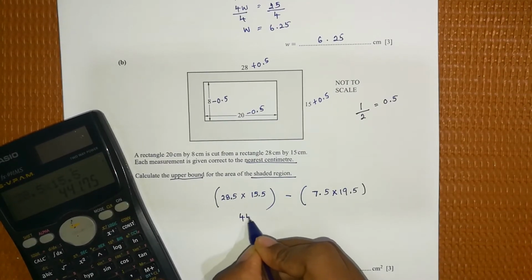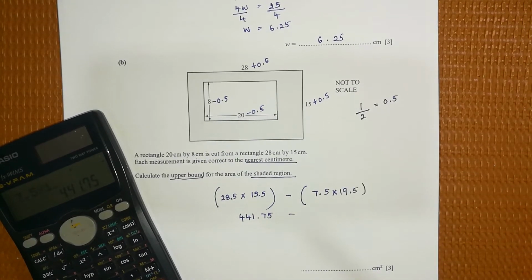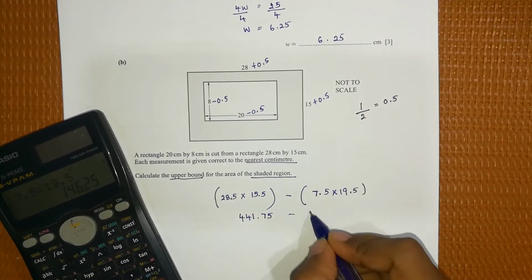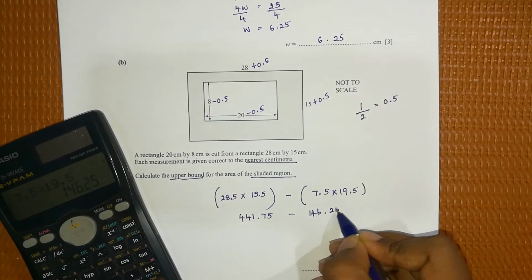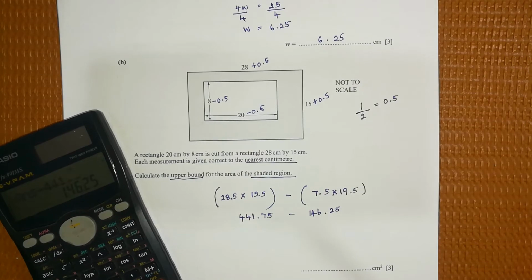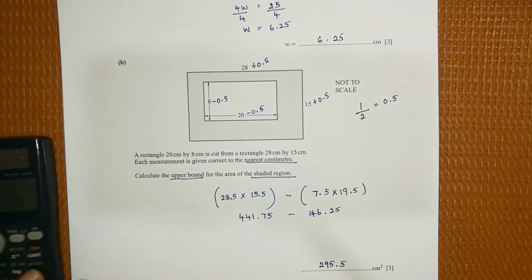Here, 441.75 minus 146.25. So the answer is 295.5 squared centimeters.